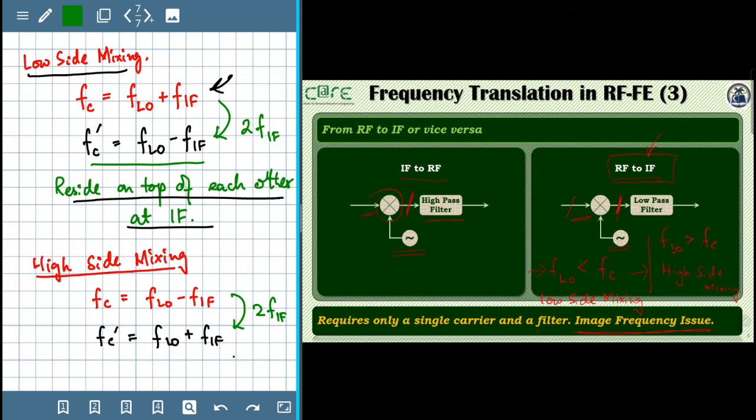So depending upon whether you have designed or configured your system to perform low side mixing or high side mixing on your desired carrier frequency, there is another signal that is situated 2 FIF apart from your desired center frequency, which is also getting converted to the same intermediate frequency. This frequency FC dash is referred to as image frequency.